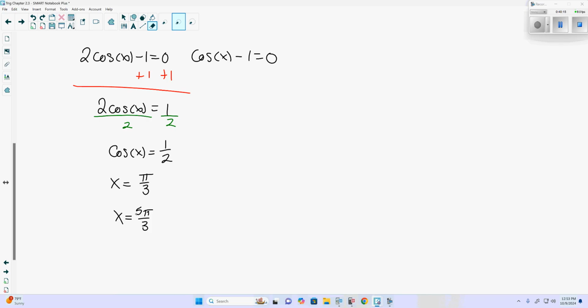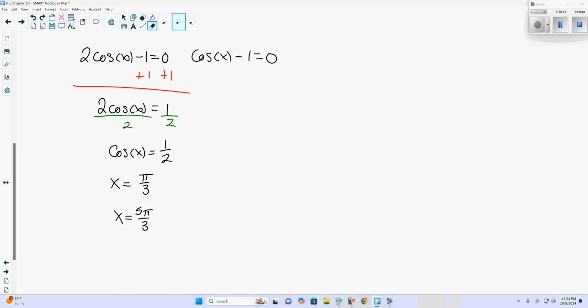Cosine's x value is 1/2. Is pi over 3, yes? The only other place where cosine is positive is the fourth quadrant, so it's 5 pi over 3. Cosine is negative in the second, negative in the third, and positive in the fourth. So it's positive in the fourth, yes?